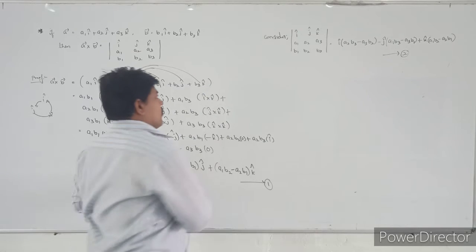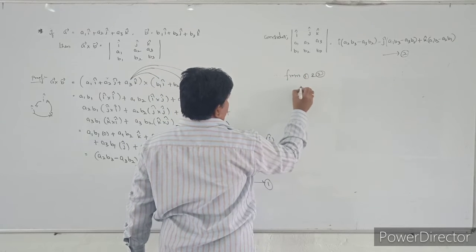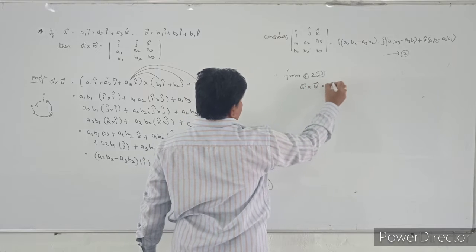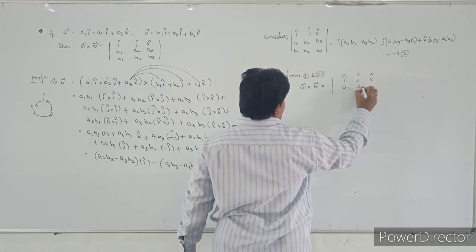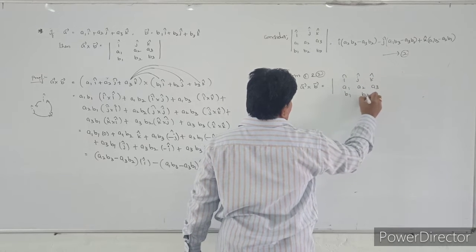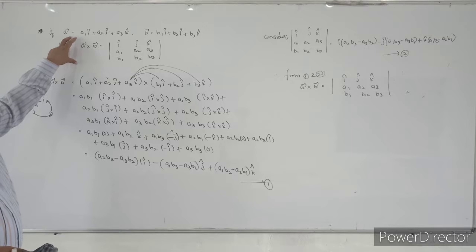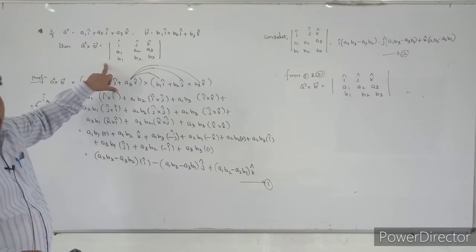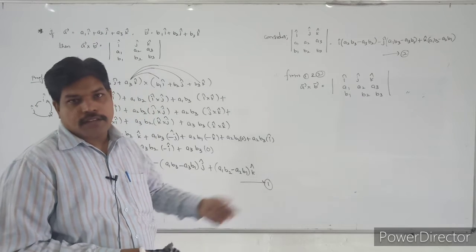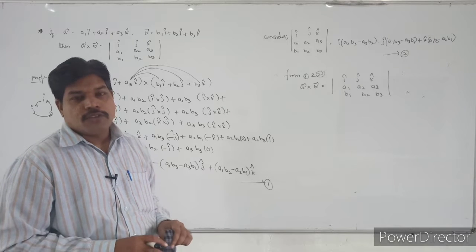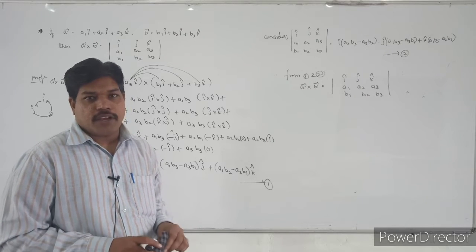Yes or no? So therefore from 1 and 2, what can we declare? A bar cross B bar is equal to the determinant of I, J, K, A1, A2, A3, B1, B2, B3. So if any two vectors are given, A bar cross B bar is nothing but this determinant. Just expand the determinant, you will get the cross product if the components are given. So if the angles or magnitudes are given, use the formula mod A mod B into sin theta into N cap.